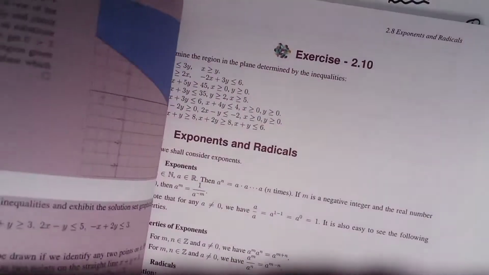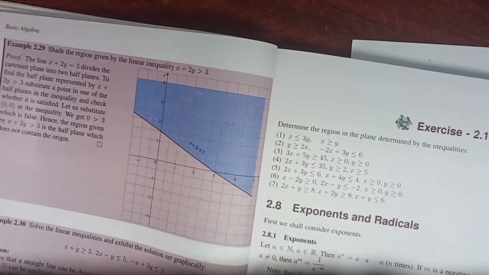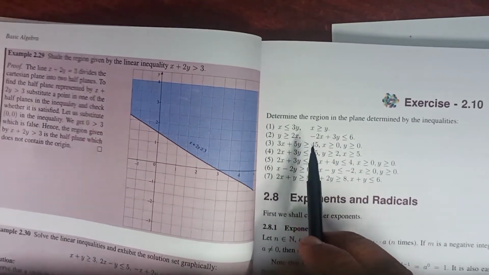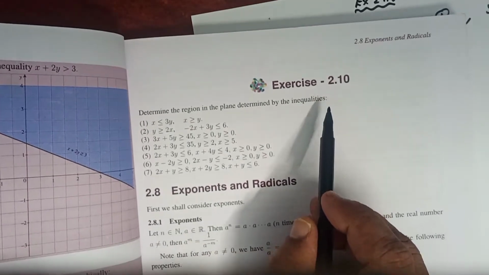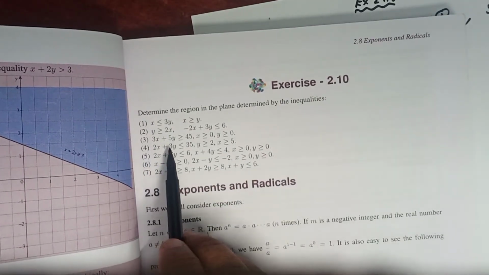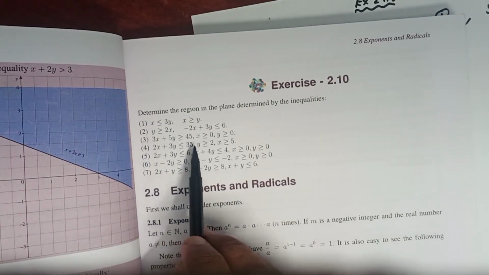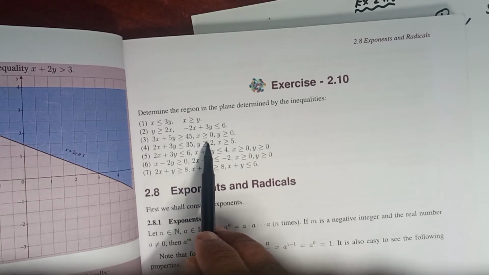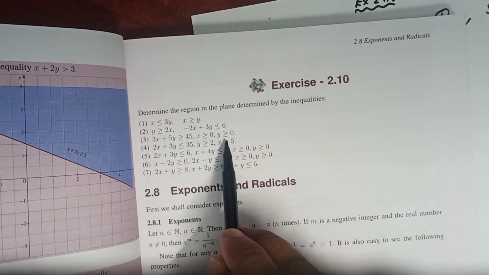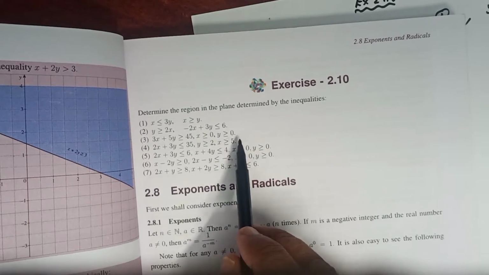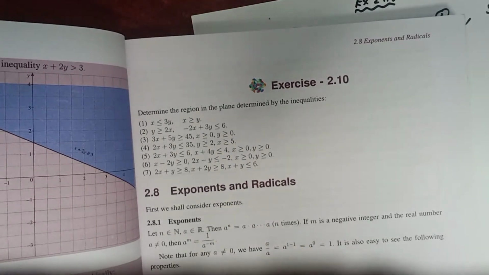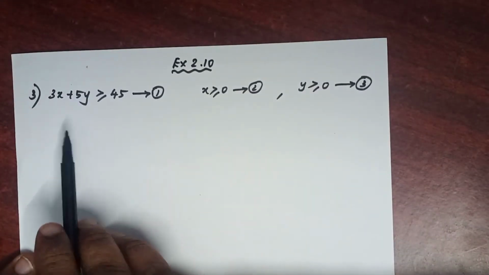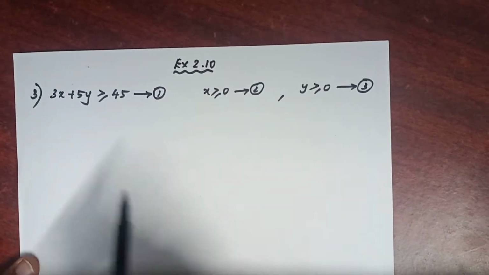Now problem number 3. Determine the region in the plane determined by the inequalities 3x plus 5y greater than or equal to 45, x greater than or equal to 0 and y greater than or equal to 0. Here we have three inequalities. I take the first one.